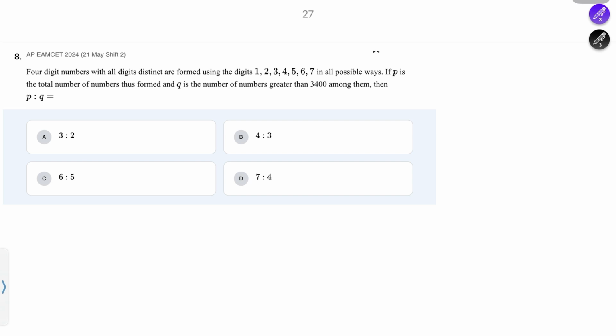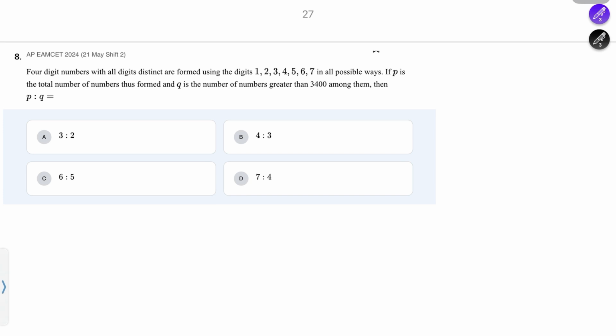Next question. Given that a 4 digit number has distinct digits, formed by using the digits 1, 2, 3, 4, 5, 7 in all possible ways. Then if p is the total number of numbers formed and q is the total number of them greater than 34, then find the p ratio q. Okay, arranging firstly, a very easy process.